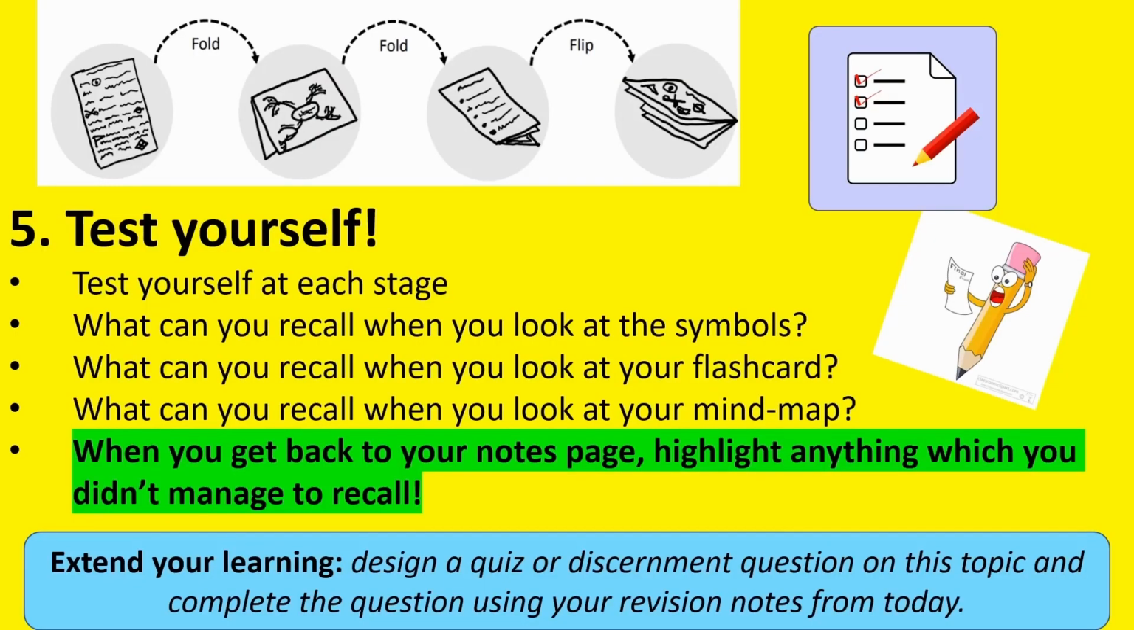And then the final step is to test yourself. So students should then look at the symbols, see what they can recall. Check back to the flashcard. Did they remember everything from the symbols? Anything that they didn't remember, they should highlight. Similarly, they should work all the way back to the notes page. And when they get back to the notes page, they should be highlighting anything that they didn't manage to recall. And again, focusing on those topics that they may have struggled to recall. Can they design a question? Can they design a revision resource specifically on that topic?